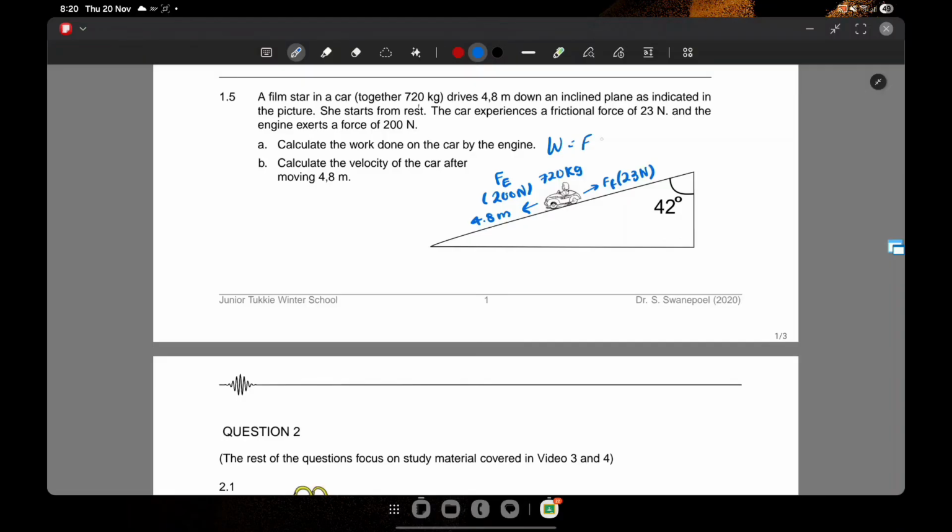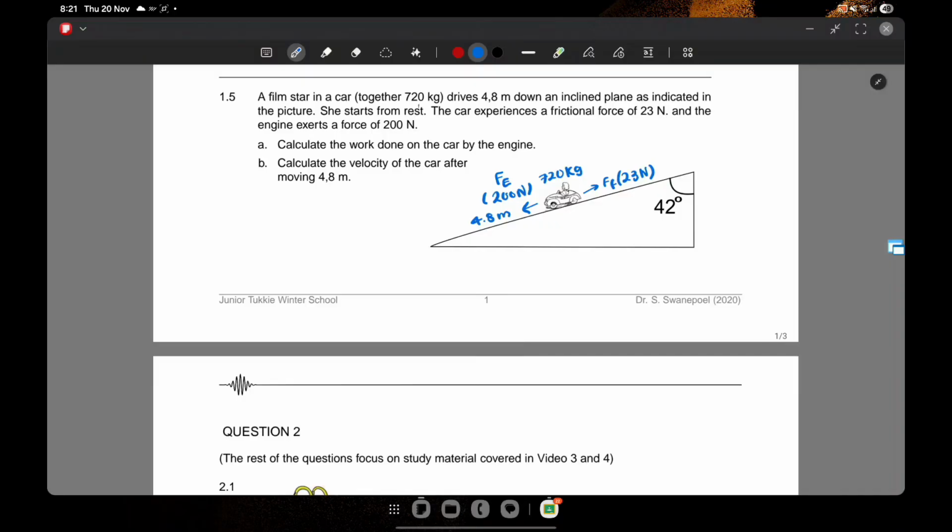Now work is force times distance. We're not going to use cos because the engine is pushing in the direction of the car's movement. So work is force times distance, where the force is 200 newtons by the engine, and the distance is 4.8. Therefore, the work is 960 joules.